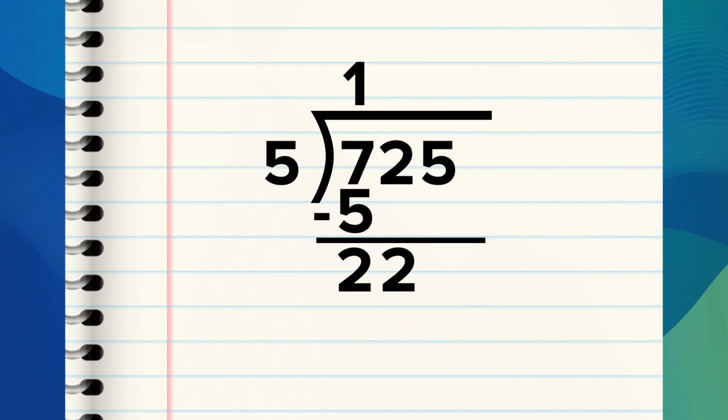Now, we just repeat those steps over again with the 22. 22 divided by 5 is what? Remember, when figuring out how many times one number goes into another, you want to find the most without going over.